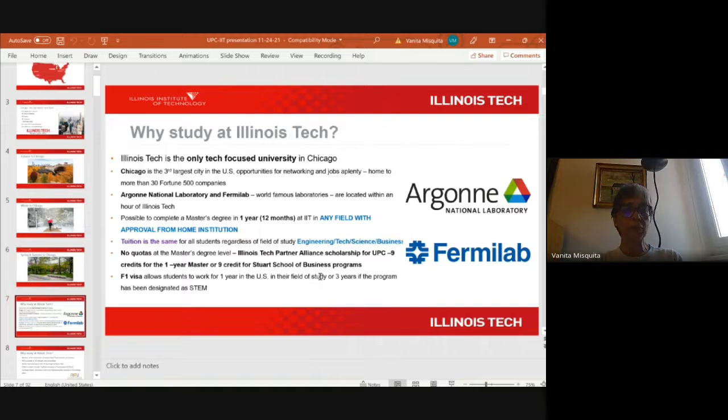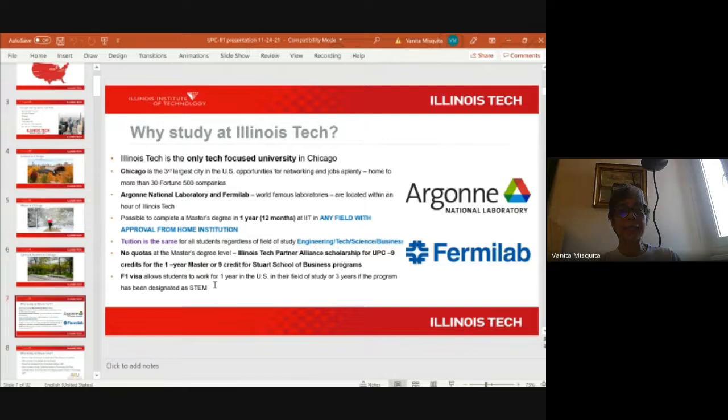If you qualify for admission and say you're in the first year of your master's, and you want to complete the second year of your master's at Illinois Tech, then you would start your second year of your master's at Illinois Tech in August 2022. You would complete it by August 2023.